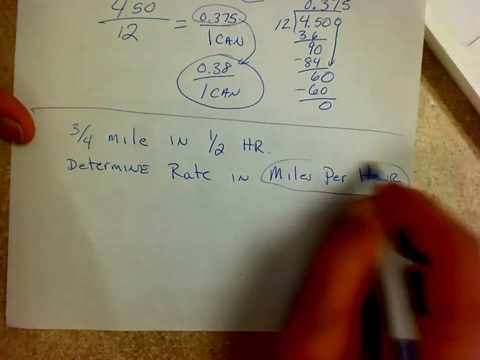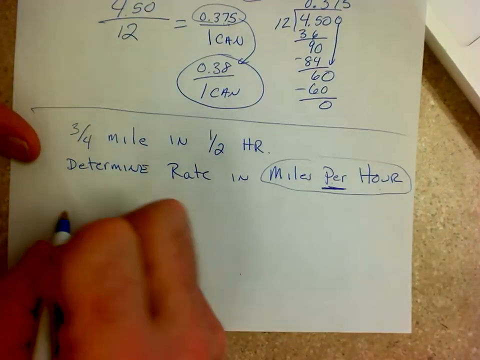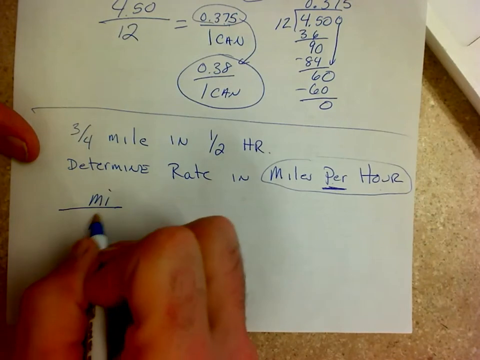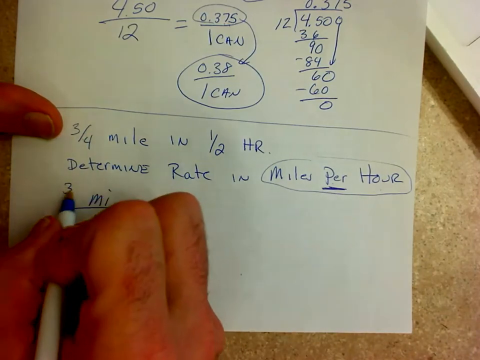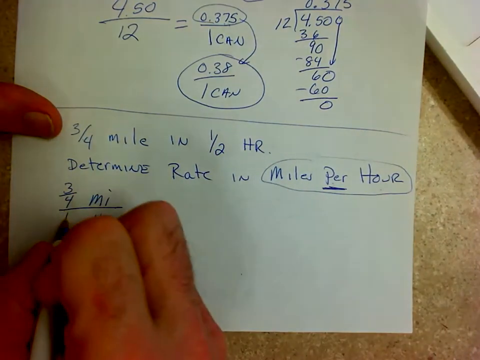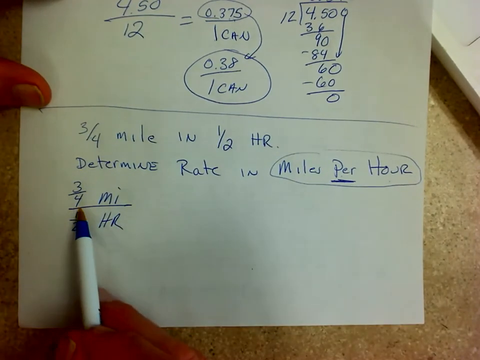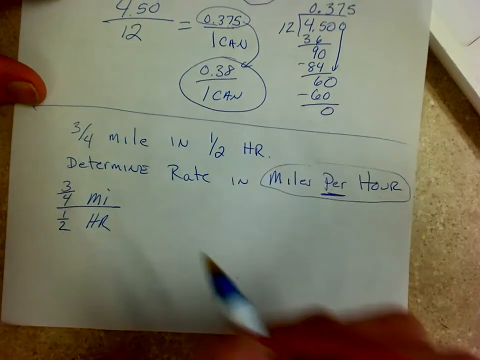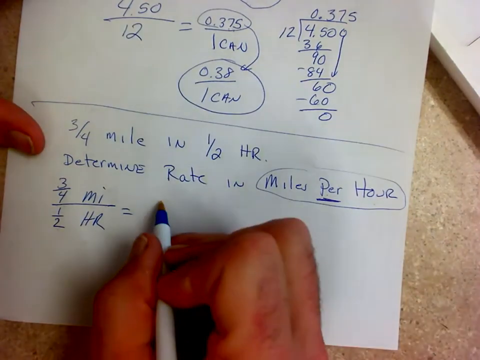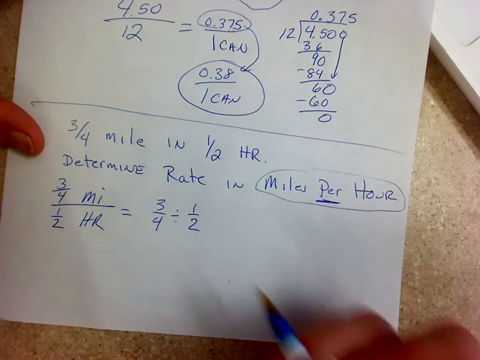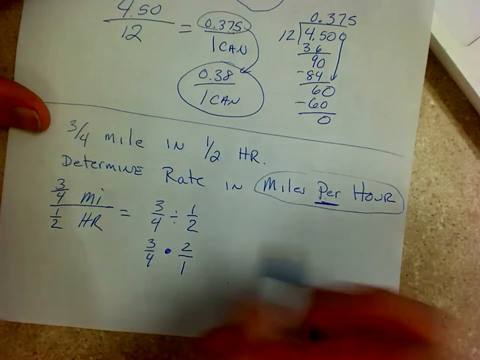So again, right here's your setup: miles over hours. That word is important; it can get you in the right place. So we're going to put miles over hours. Once we get the setup, all we have to do is plug in. This is our 3/4 over 1/2. Again, this is a complex fraction. When we have a fraction over another fraction, that's just a complex fraction. It means 3/4 divided by 1/2, so 3/4 times 2/1.